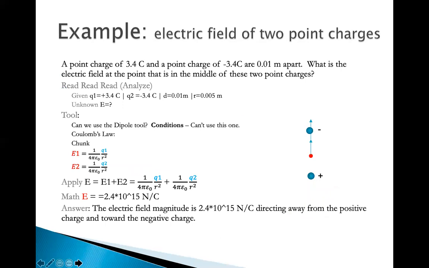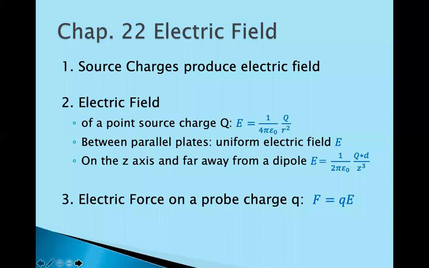So in summary, we introduced that source charges produce electric field. And we looked at three special examples of electric field: by a point charge, between parallel plates, and along the z-axis far away from a dipole. Lastly, we introduced the force on the probe charge in the electric field.